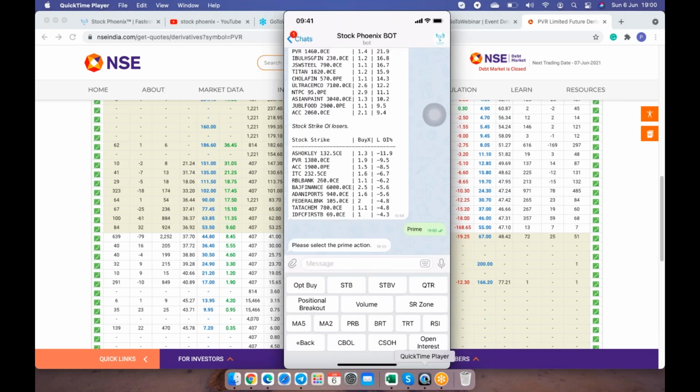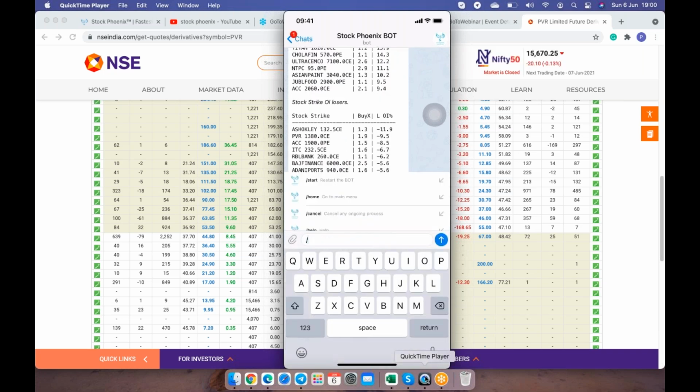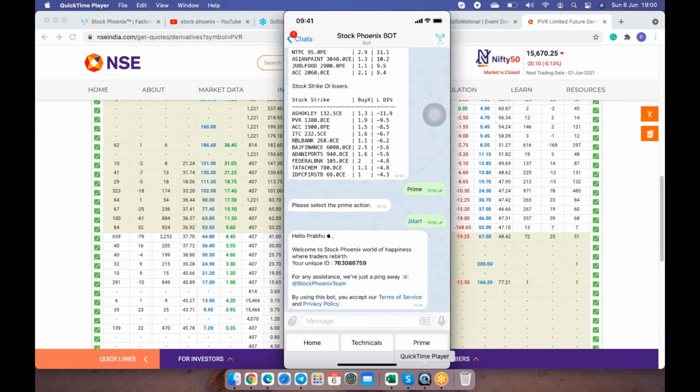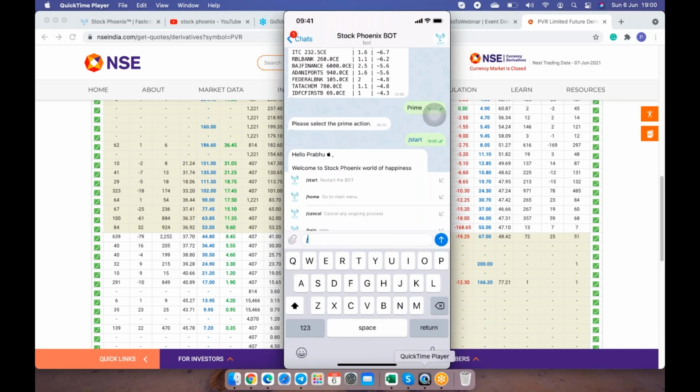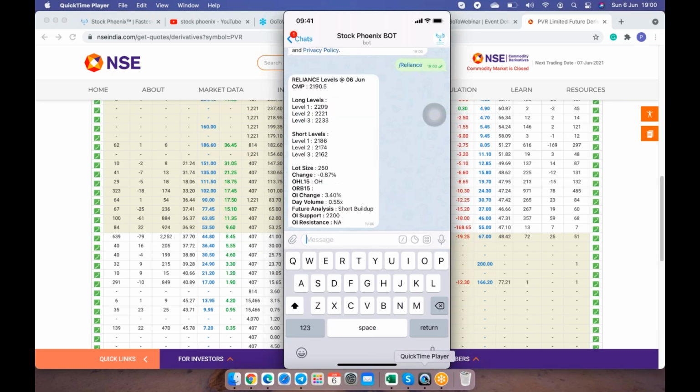At any point of time, you can just type /start and it gives you the main section. And one more important feature is you can just type / and maybe Reliance. Just take the stock name and enter. It gives you a whole lot of information about Reliance. There's a short build-up happening at Reliance with the OI support at 2200, where the volume has come at 0.55x. That means the normal average volume has not come into the stock, and its OI change is 3.4%.